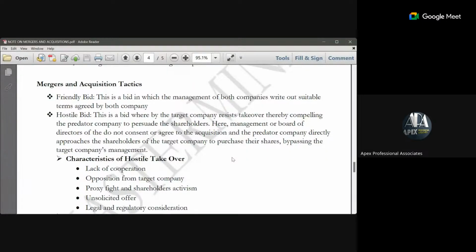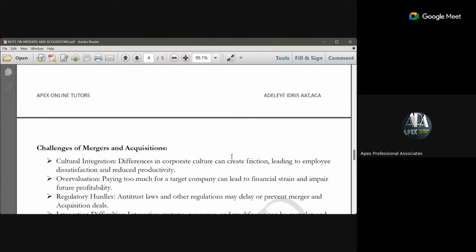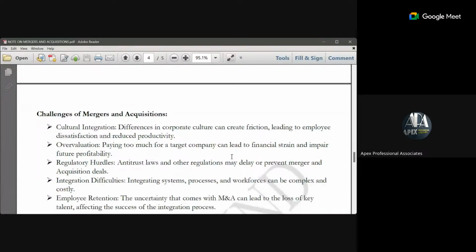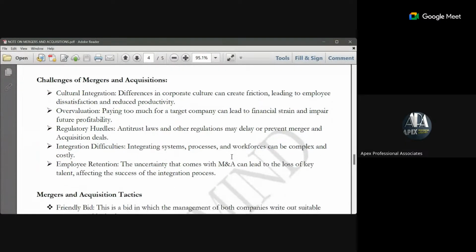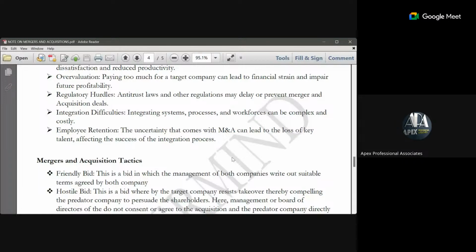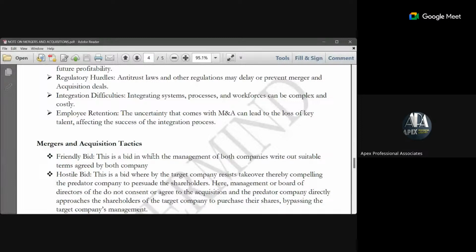So now we have talked about the reasons for mergers and acquisition. We have talked about the challenges that can be faced in the course of mergers and acquisition. Now we need to talk about the tactics that are adopted in mergers and acquisition. So what are the tactics that companies adopt to carry out acquisition or merger between two companies?